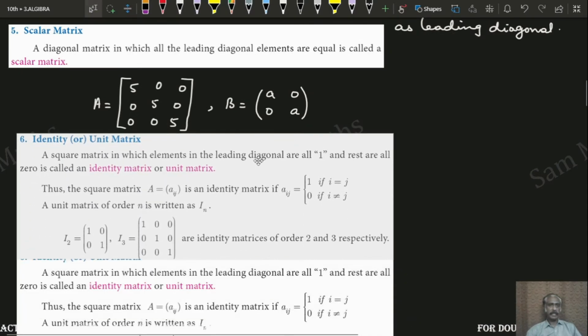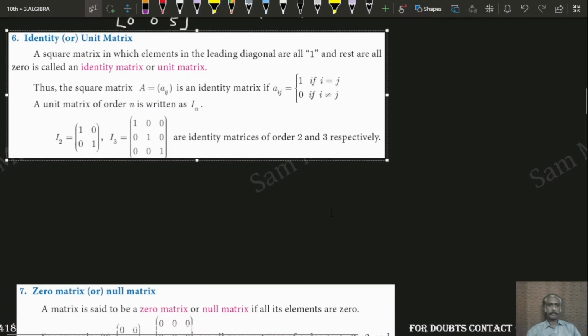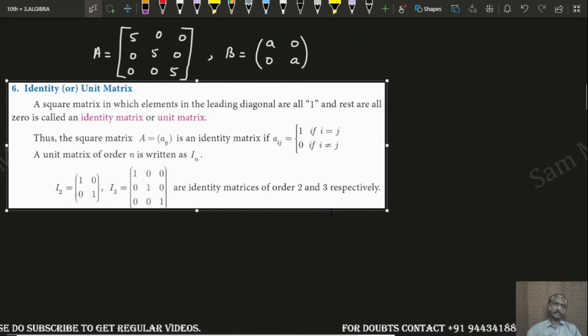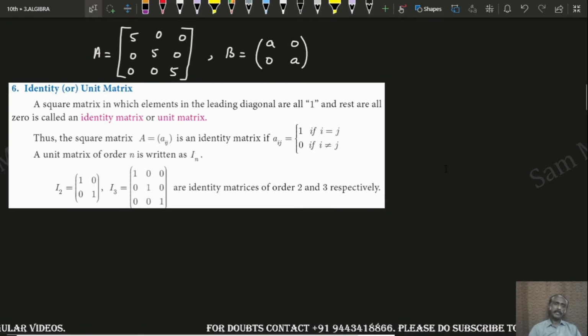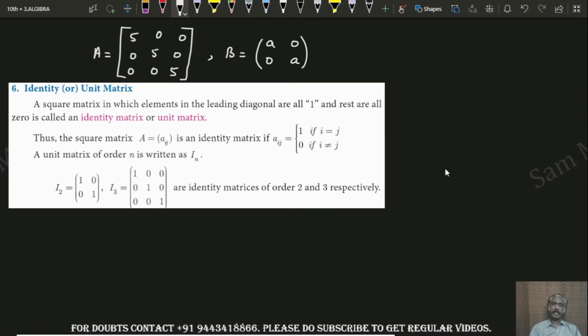Next is identity matrix or unit matrix. Identity matrix is also a scalar matrix. It must have the leading diagonals as 1. So, identity matrix is a square matrix basically. It should be a diagonal matrix. It must be a scalar matrix. If it is the scalar matrix, you know that diagonal elements must be equal. Here, which is equal to 1. Okay, children. So, the examples you can see.